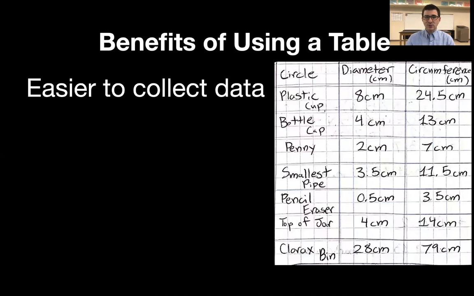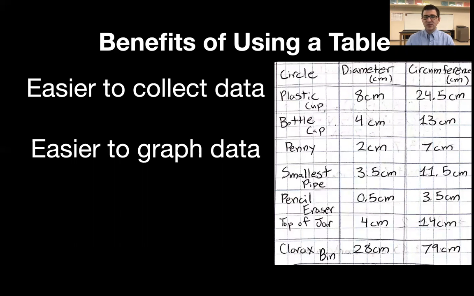So the first thing I wanted to mention is the benefits of using a table. And I can think of several benefits of using a table. First, it makes it easier to collect your data because you know exactly what you need to measure and exactly how you need to measure it. And you can just plop it right into your data table. You don't have to look around for where do I put the data and what am I measuring again. So it just makes it easier to run a really good experiment.